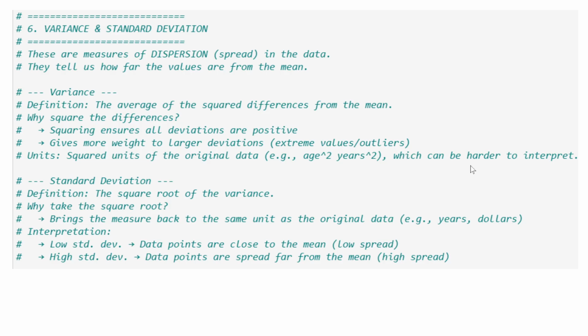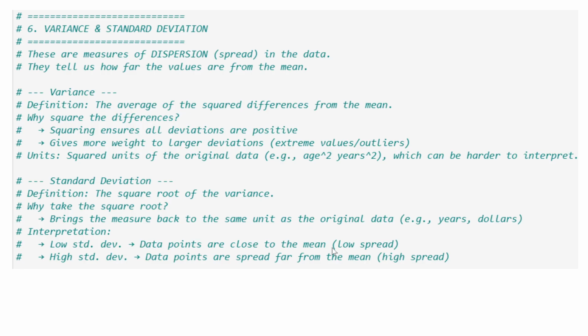The unit of variance is the squared unit of the original data, so age squared, years squared, or fare squared, likewise. This is quite hard to interpret, so we go for the standard deviation also. Standard deviation is the square root of the variance. By taking the square root, it brings the measure back to the same unit as that of the original data, for example year, dollar, fare, age, likewise.